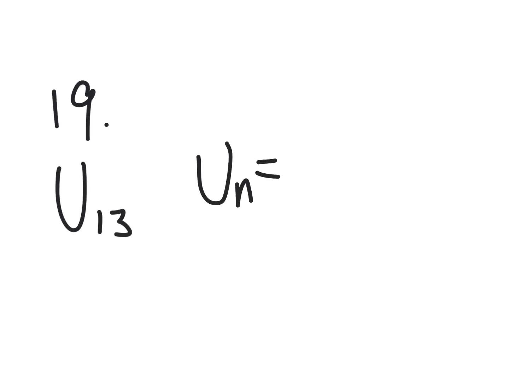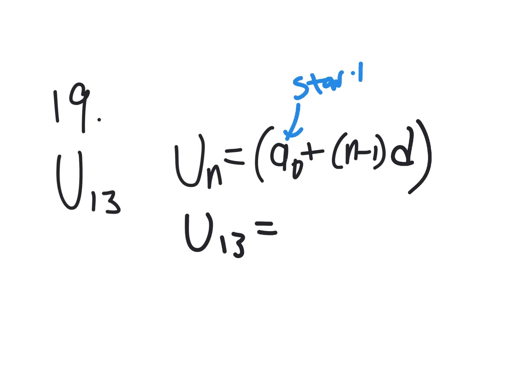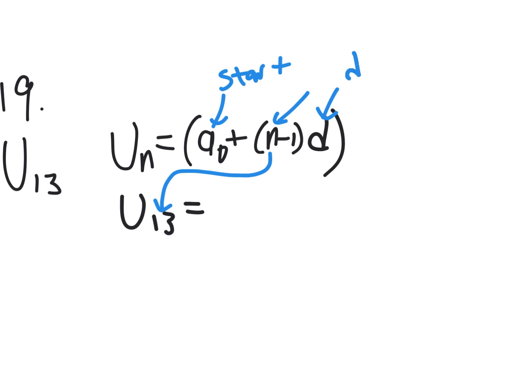U sub n is equal to, and this is the arithmetic kind, not the kind where you add up a bunch of things. This is the kind where you're just finding a term. So it's a0 plus n minus 1 times d. You may want to write that formula down right now while it's fresh in your mind. So u sub 13 is equal to the starting term. That's the start. And n is this. The little subscript number, that's the n. And d is called the difference. That's what you're going up each time.